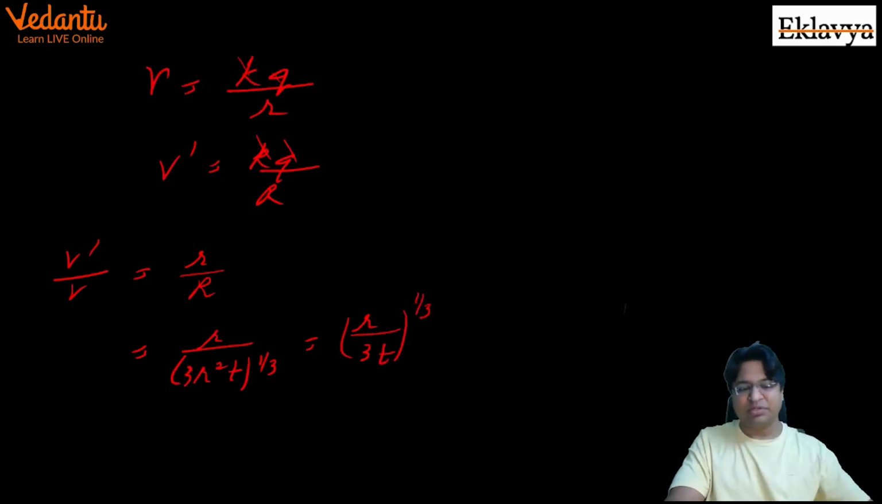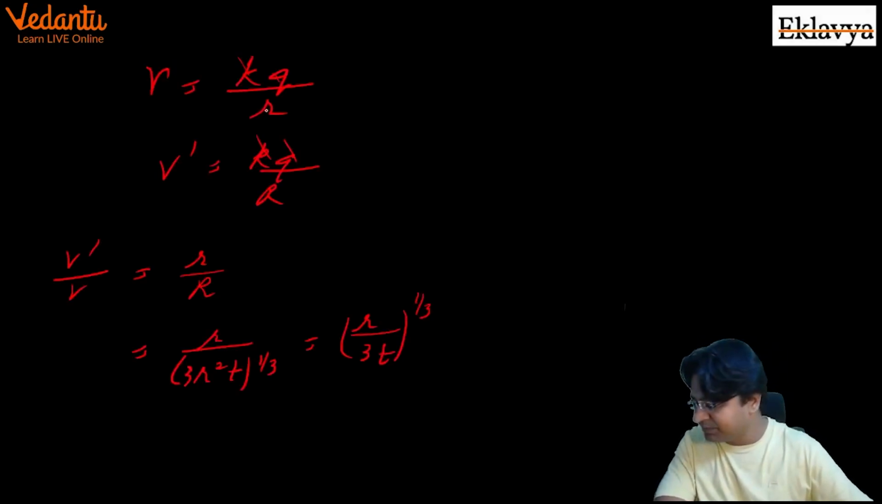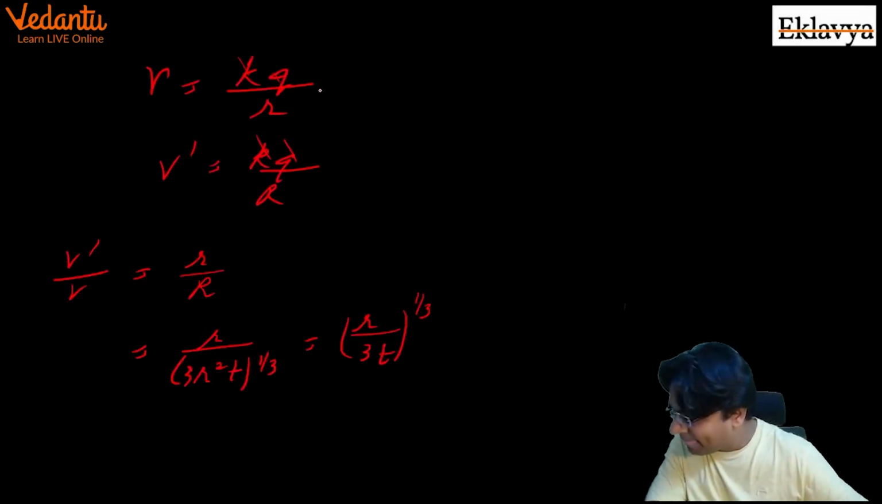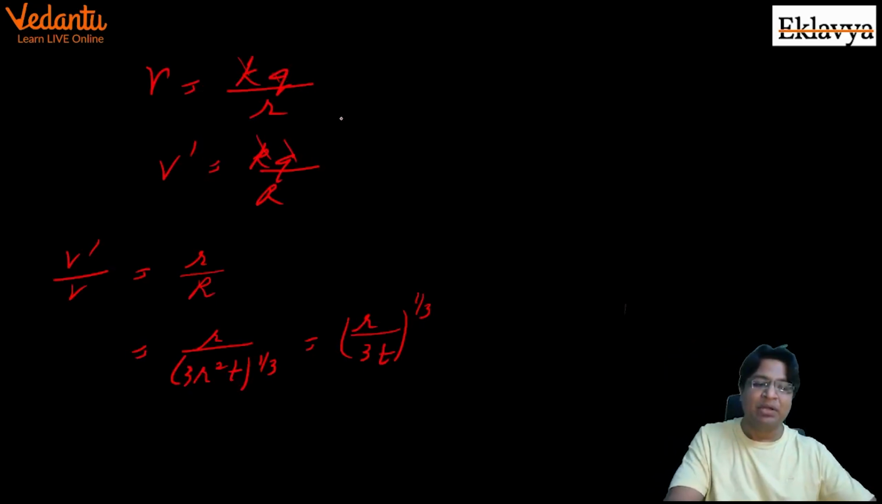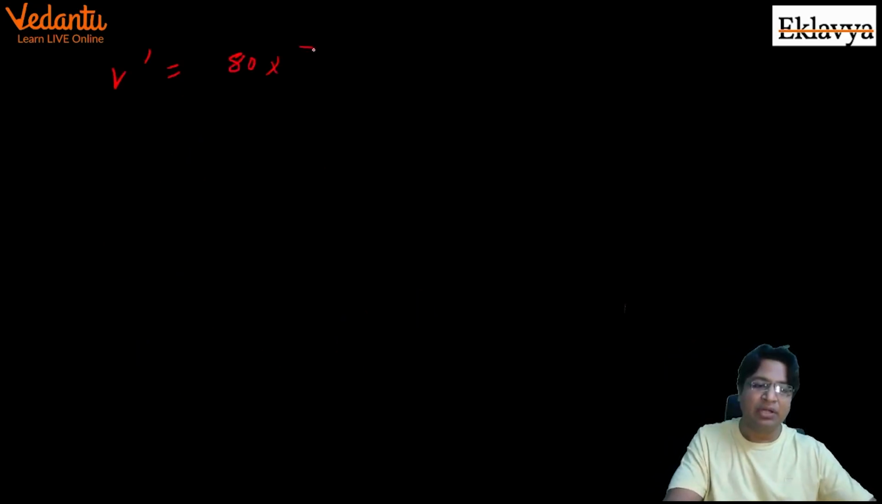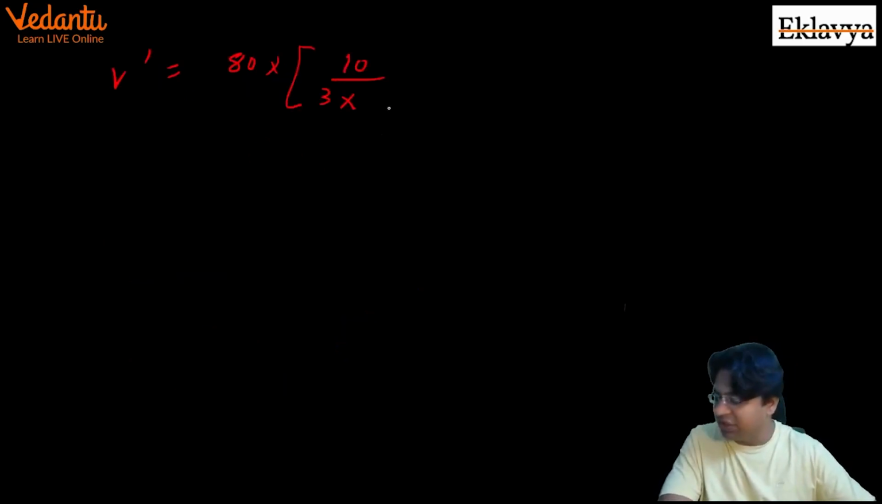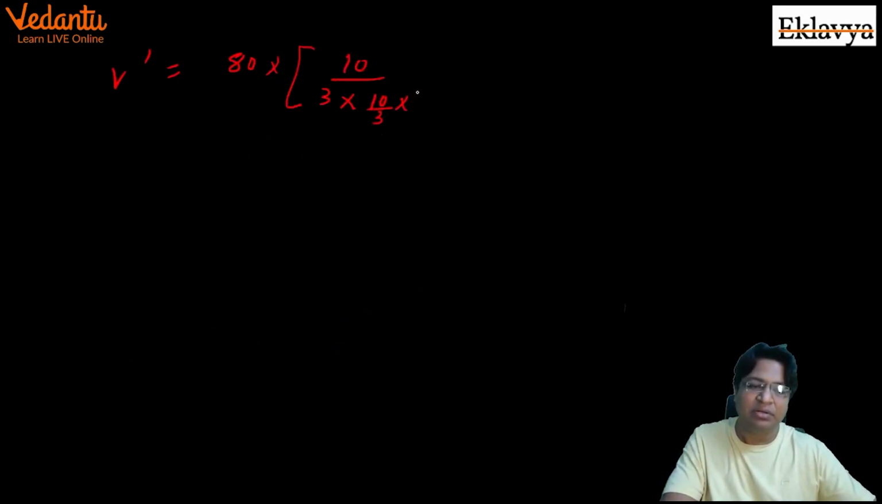Okay, so now you just substitute the value. So V prime is small r. How much was small r? 10 centimeter. So V is 80 volt, and then small r is 10 centimeter. I'm keeping everything in centimeter. 3 into thickness. Thickness is 10 by 3, 10 by 3 into 10 raised to the power minus 6. This is also in centimeter. Centimeter gets cancelled, and then power is 1 by 3.